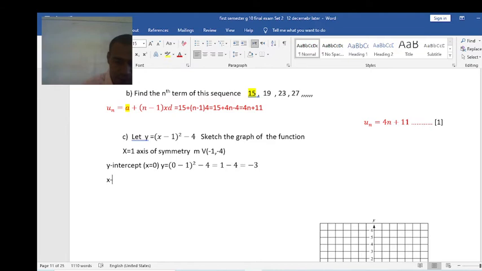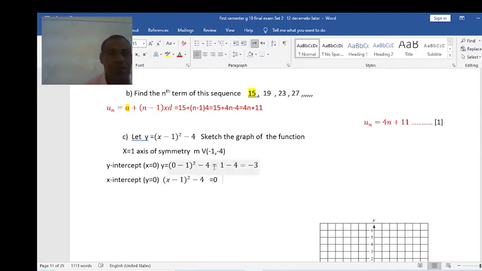X-intercept means what? X-intercept means y should be equal to 0. If y equals 0, I will use this one, of course. So therefore x minus 1 squared minus 4 equals 0. Then this is the difference between two squares. You can use the method of the difference between two squares to factorize and solve, or just transfer.